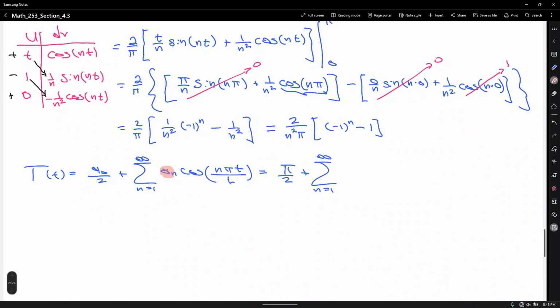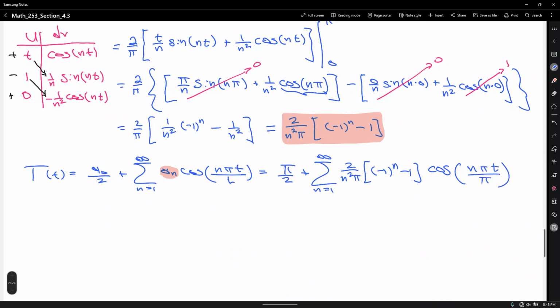this madness here. So let me highlight. This is all we're going to substitute in place of a sub n. That is 2 over n squared pi times negative 1 to the n minus 1 times cosine of n pi t over pi.